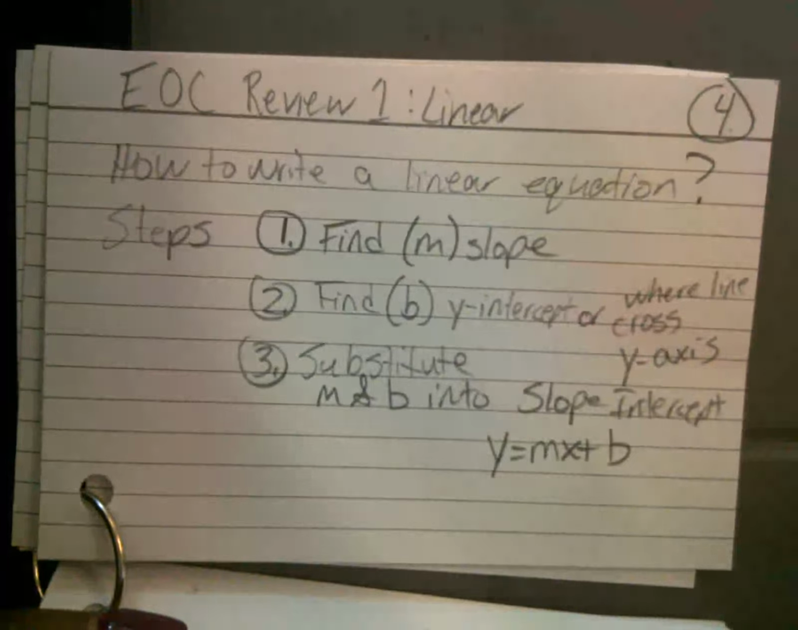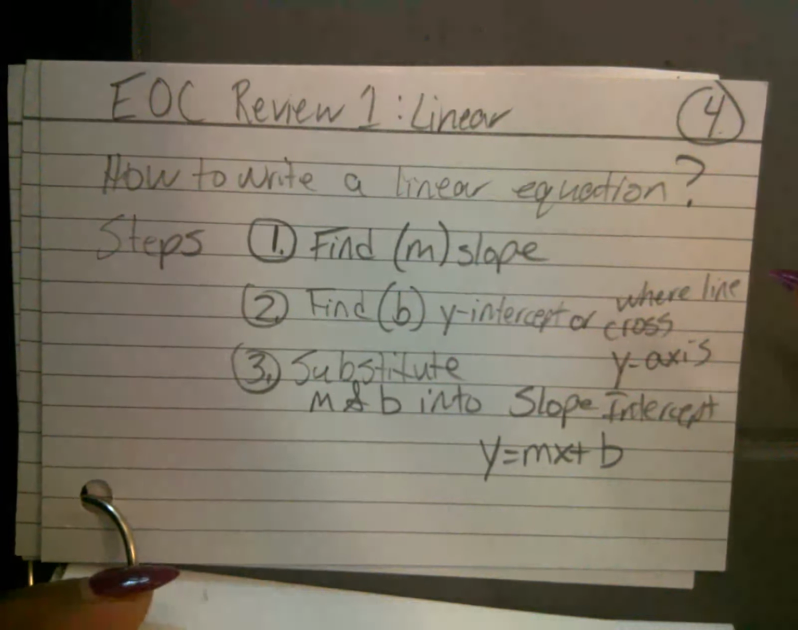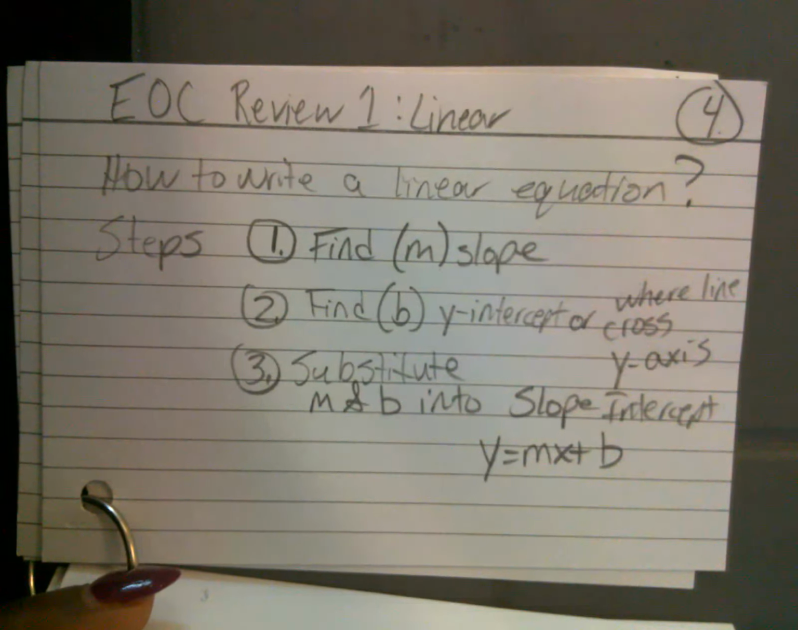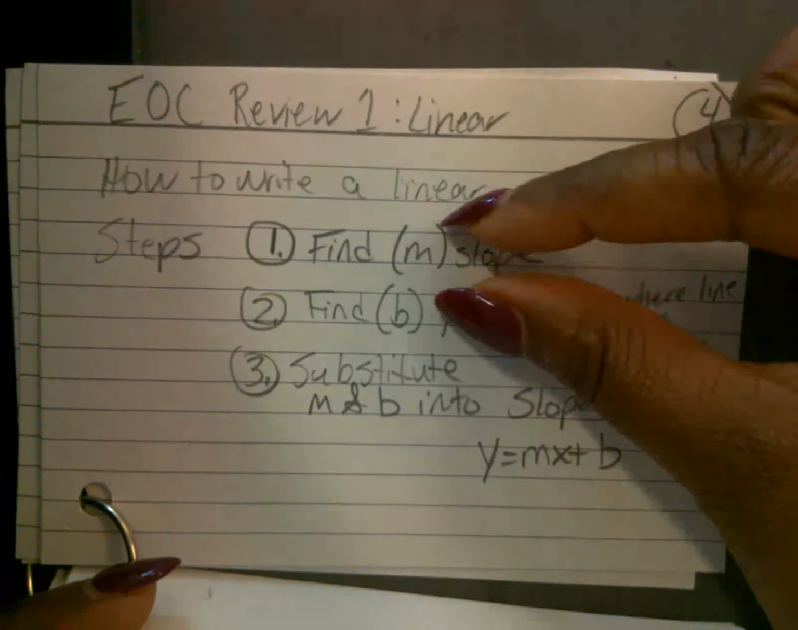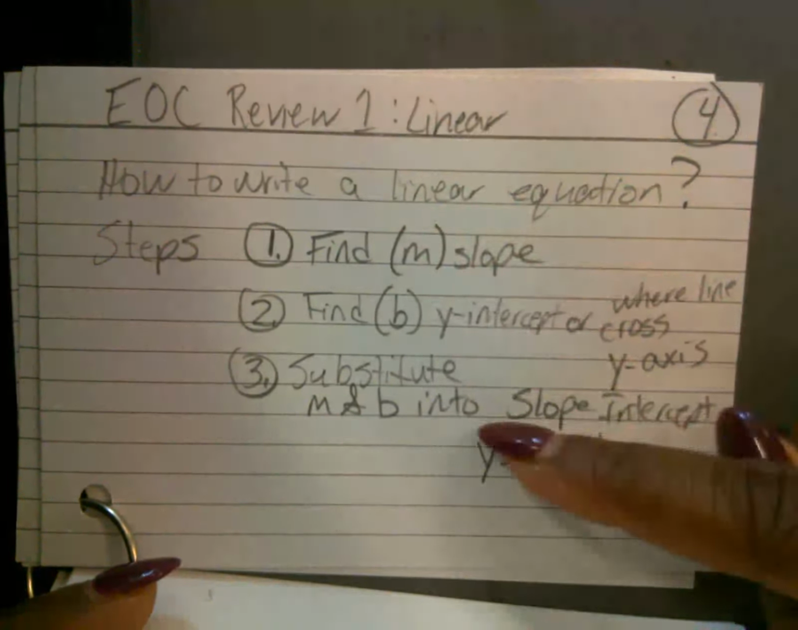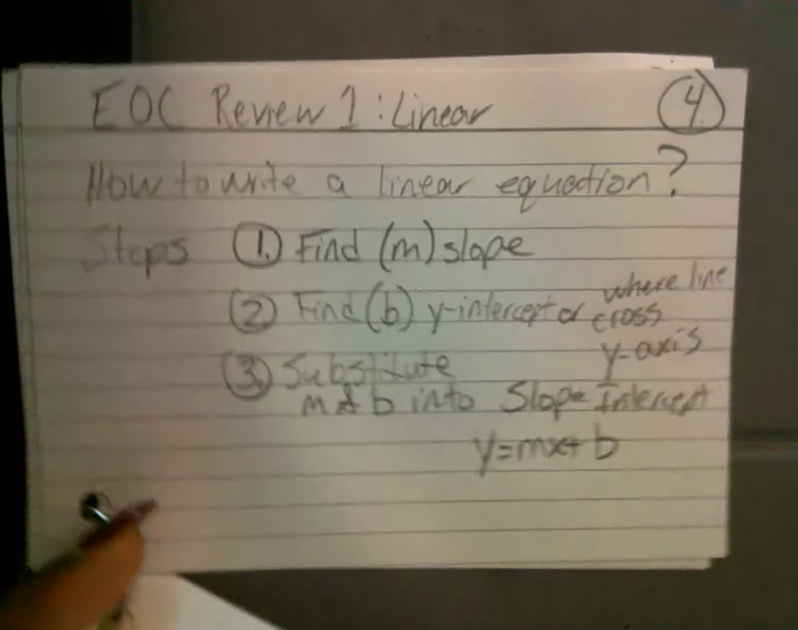Card number 4, still on linear functions. This is how to write a linear equation. You always find your slope first, then you find b by using y equals mx plus b. After you find your m and your b, you substitute it into the slope intercept form, which is y equals mx plus b.